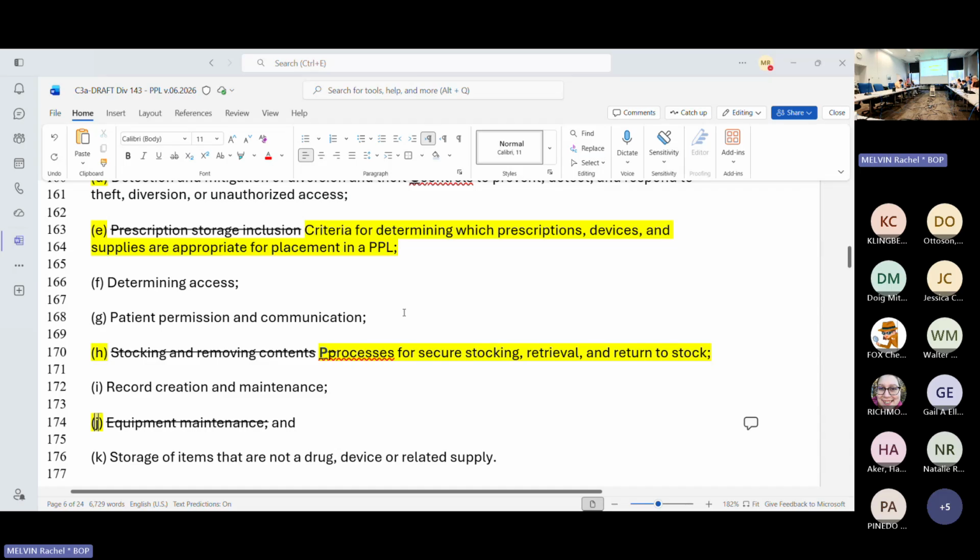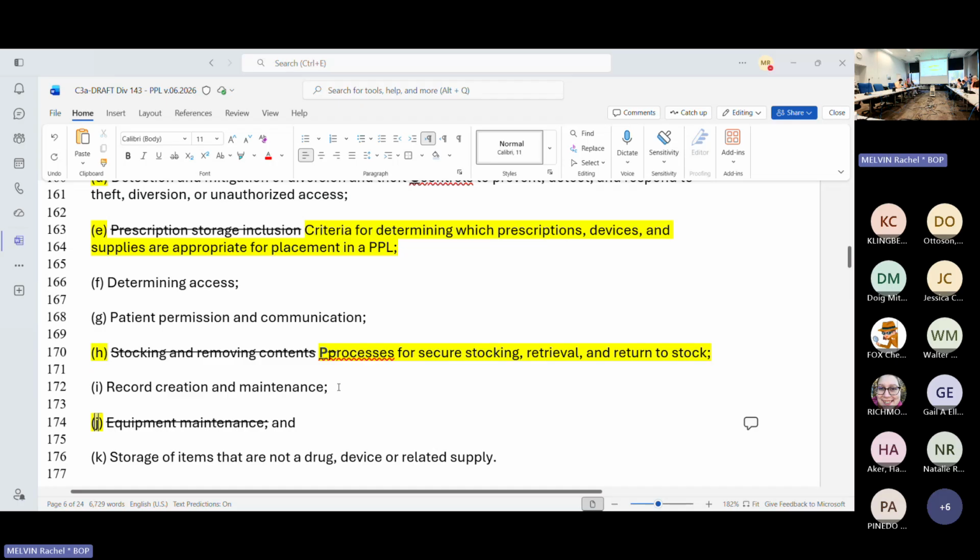Paren H, again, much better language. Thank you. A process for secure stocking, retrieval, and return to stock has been proposed by one of our feedback comments. Paren I, record creation and maintenance. I do think it's worth noting that record keeping is in 1040 of Division 41, but that's only for record keeping, not creation. So this is actually a little bit broader in that language.